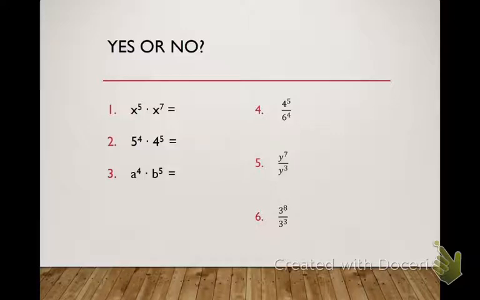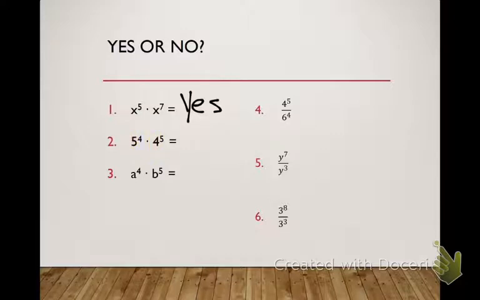X to the 5th times x to the 7th. Yes or no, can we use product of powers? Yes, we can, because they have the same base. What about number 2? No, we cannot use product of powers because they do not have the same base. One is 5, one is 4. Yeah, well, it's essentially in between examples.